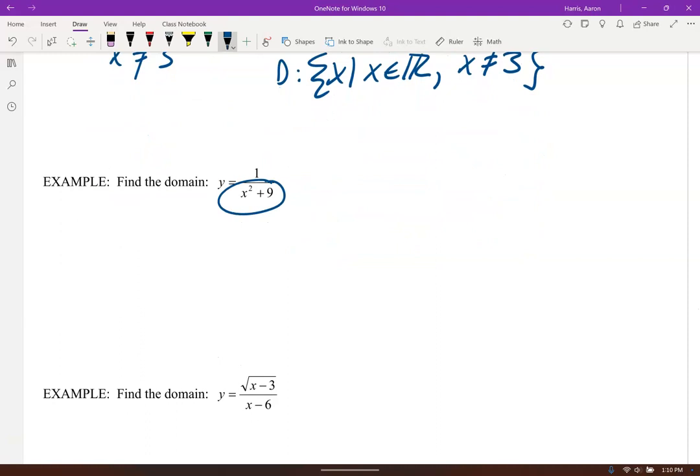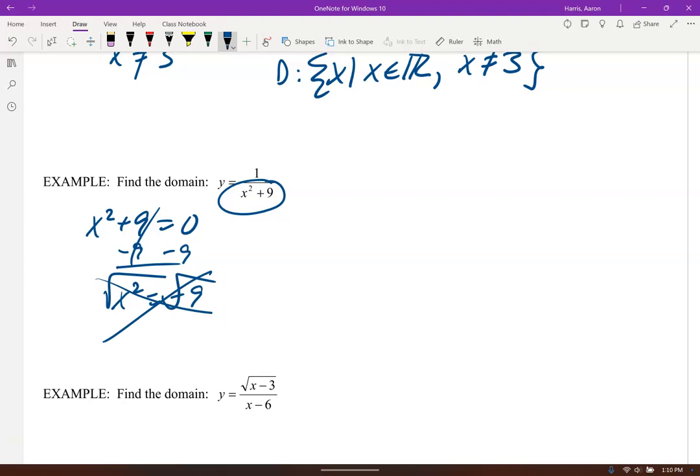How about this one? Can x squared, I can't divide by 0. Where is that 0? Well, if I solve this, x squared, and I'm like, oh, I can't do that. I can't take a square root of a negative number. X squared is always positive, and then I'm adding 9 to it. This will never be 0. So this domain has no restrictions. Negative infinity, positive infinity. So all reals.